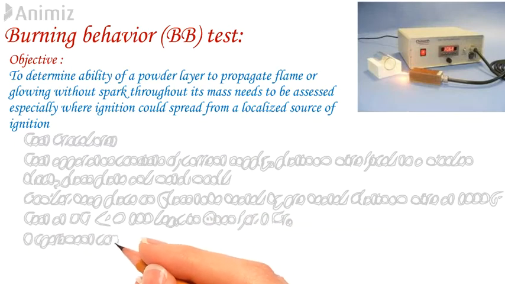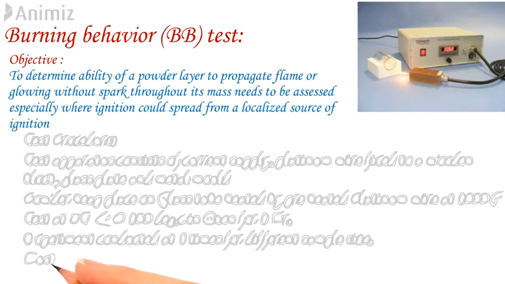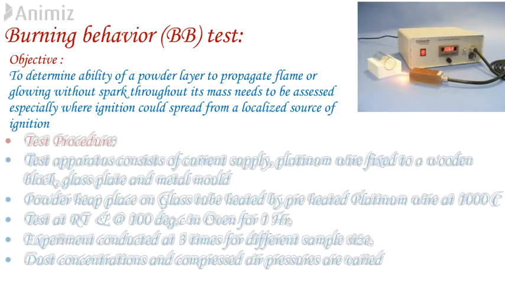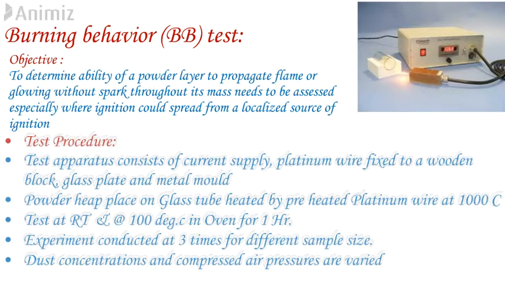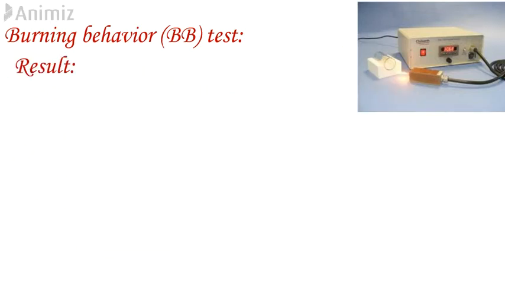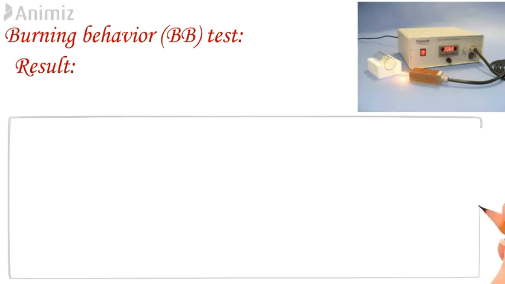Platinum wire is preheated to 1000 degrees Celsius and placed at one end of the powder heap. The objective is to see to what extent a localized hotspot would propagate throughout the given mass of powder. The experiment is repeated thrice for three different samples. Result and interpretation. Based on the observation, it can be classified into six different categories.